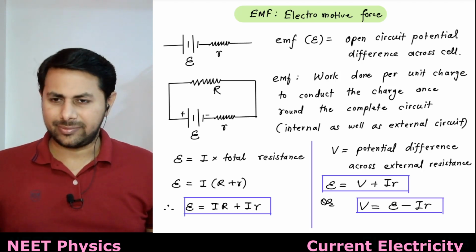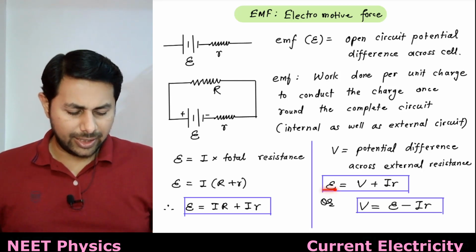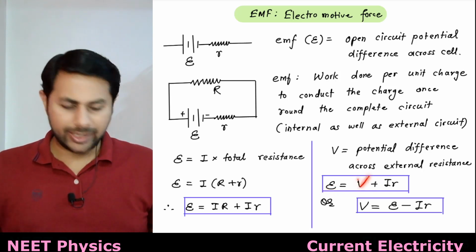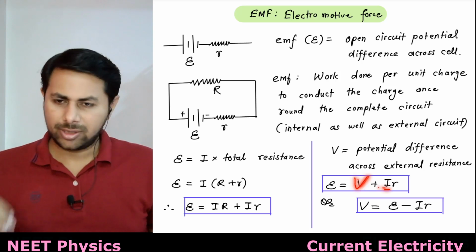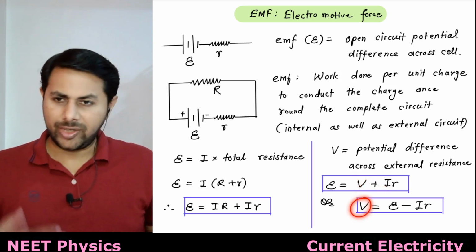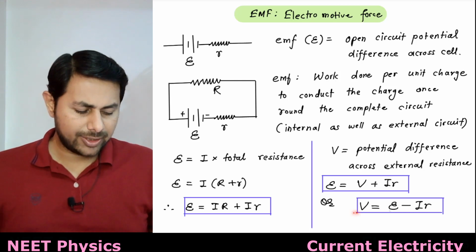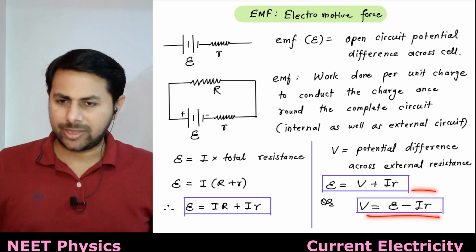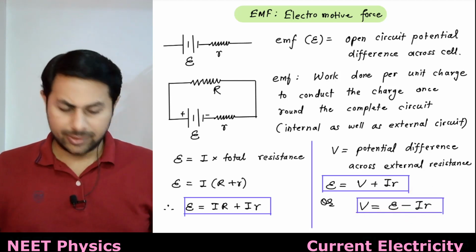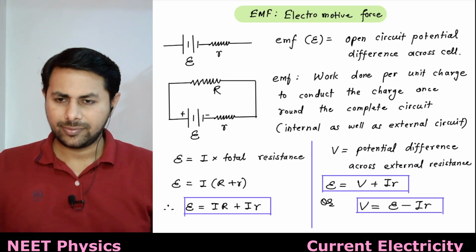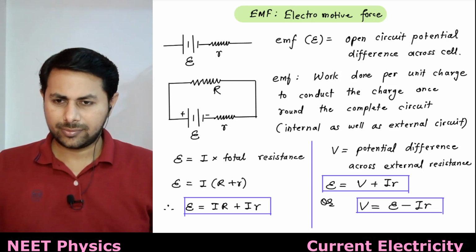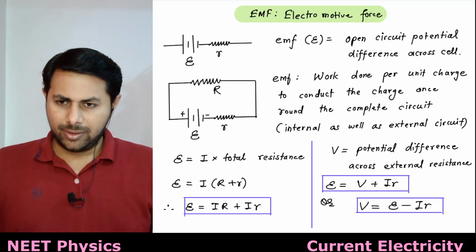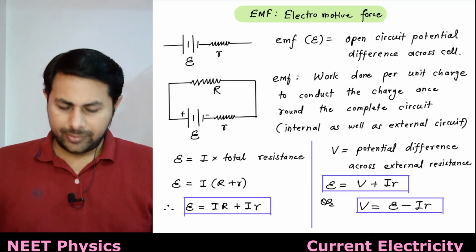the battery. The battery is supplying some current, so you can say that EMF is equal to voltage, the terminal potential difference, which is also known as voltage, plus I times small r, and therefore you get V, the terminal potential difference, is equal to EMF minus I times small r. So we need to remember these formulas. This is clear, everyone? Okay, good.